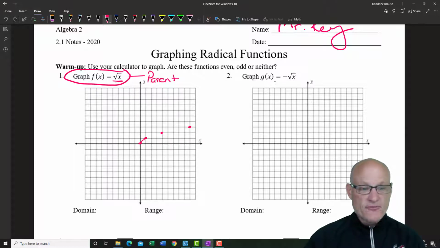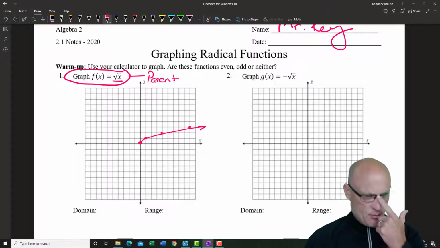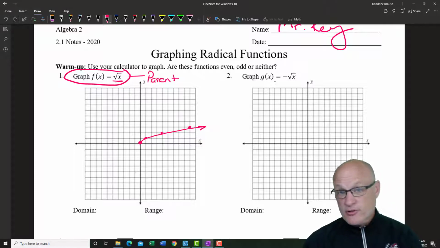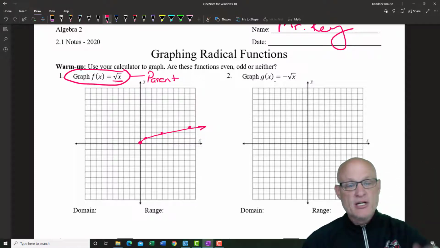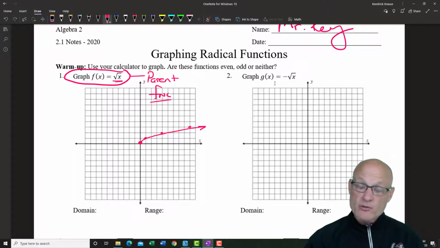So the graph of this function looks like this. We start at the origin, just like absolute value. It's our starting point. And we're going to go off and off forever. Square root of 16 is 4, square root of 25 is 5, square root of 36 is 6, and it just keeps going slightly up. So this is the general shape of the parent function of a square root.